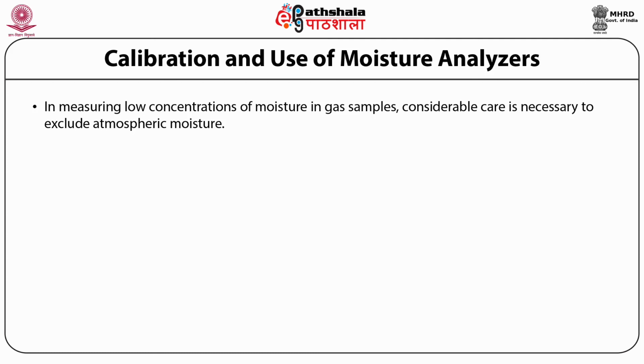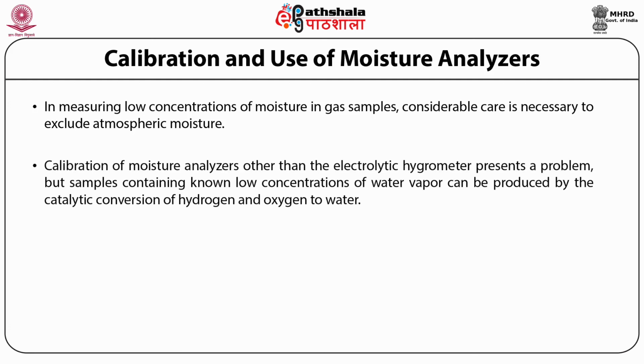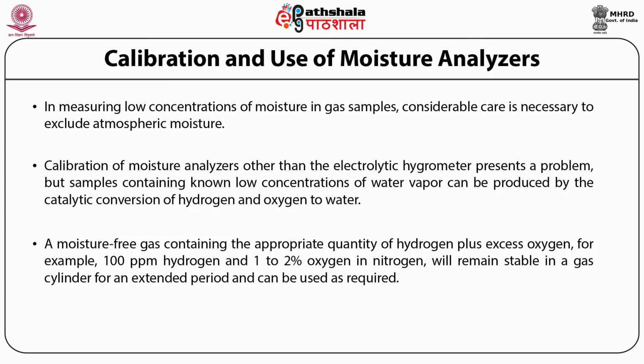Moisture is absorbed readily by many materials, and desorption can give rise to errors that persist for extended periods of time. Calibration of moisture analyzers other than the electrolytic hygrometer presents a problem, but samples containing low concentrations of water can be produced by the catalytic conversion of hydrogen and oxygen to water. A moisture-free gas containing the appropriate hydrogen plus excess oxygen, for example, 100 ppm hydrogen and 1 to 2% oxygen in nitrogen, will remain stable in a gas cylinder for an extended period and can be used as required.